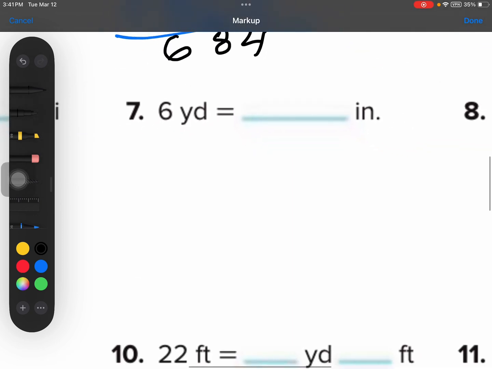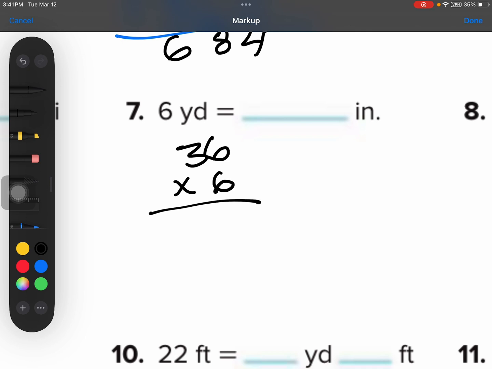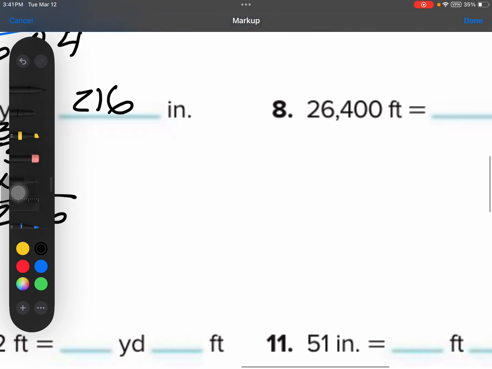Number 7, we are going from yards to inches. Now, every yard has 36 inches. So we're going from big unit to little unit. So horse to fly, multiply. So there's 36 inches in 1 yard, and I have 6 of these yards here. 6 times 6 is 36. 6 times 3 is 18, plus 3 is 21. 216 inches is number 7.